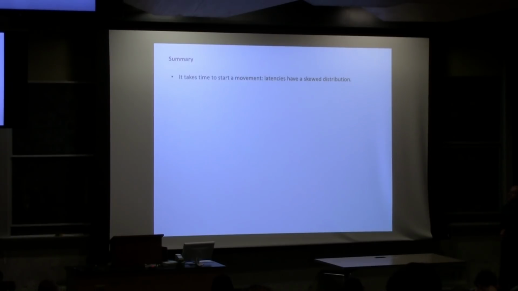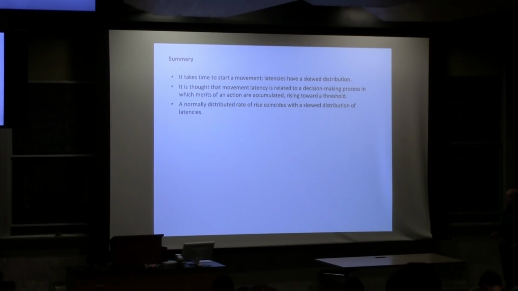All right, so let me summarize what we have. It takes time to start a movement. Latencies have a skewed distribution. It is thought that the movement latency is related to a decision-making process in which merits of an action are accumulated, rising toward the threshold. A normally distributed rate of rise coincides with a skewed distribution of latencies, and a normally distributed threshold coincides with normally distributed latencies.